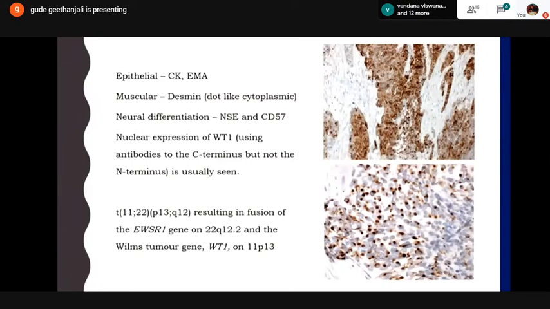That is, it expresses epithelial markers with CK and EMA positivity. It expresses myogenic markers with dot-like positivity of desmin, and neural differentiation is also seen, like NSE and CD57 are positive, but these markers are rarely used in diagnosis of DSRCT. The specific marker is WT1, which shows nuclear expression in desmoplastic small round blue cell tumor, and the clone whose antibodies are directed to the C terminus of WT1 is positive in DSRCT. And DSRCT is characterized by translocation t(11;22), the EWSR1 gene located on chromosome 22q, and the Wilms tumor gene WT1 on chromosome 11.